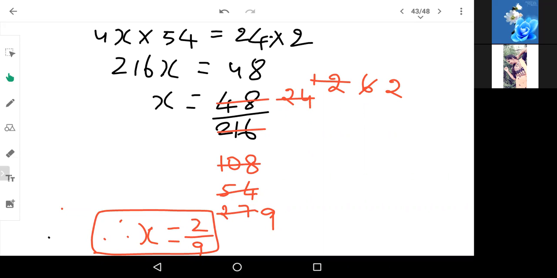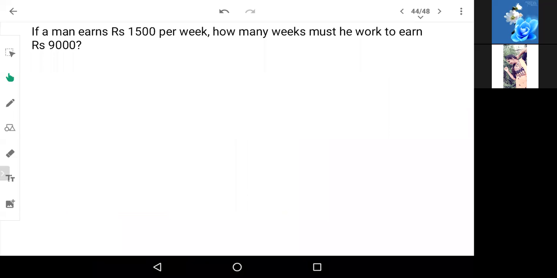Is it clear? Good. Now let us go to the statement problems. If a man earns rupees 1500 per week, how many weeks must he work to earn 9000 rupees? Though it is easy to calculate using calculators, here we are solving using proportion.